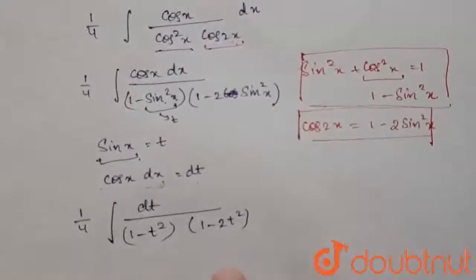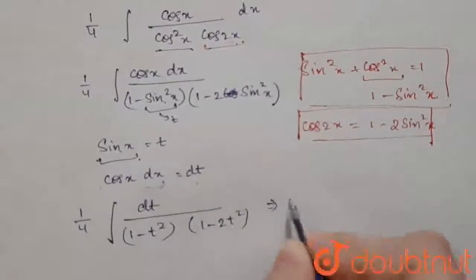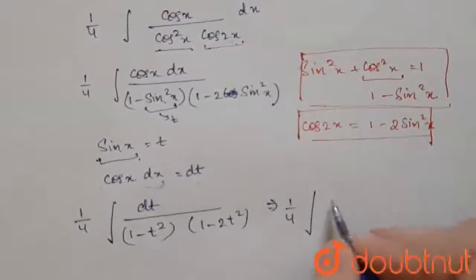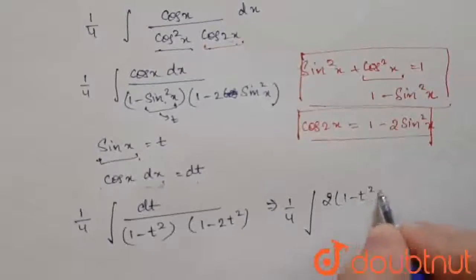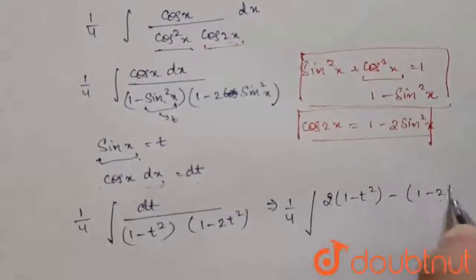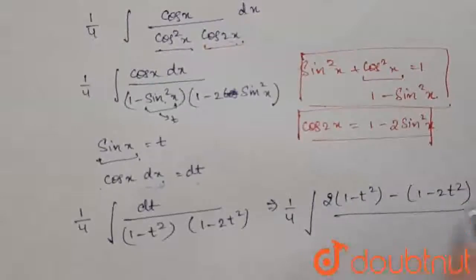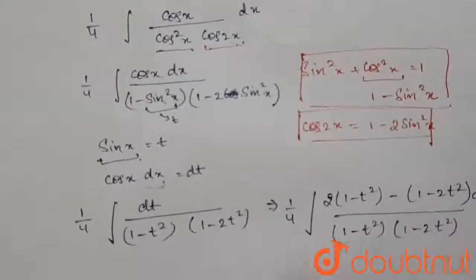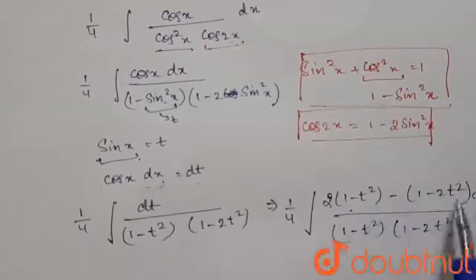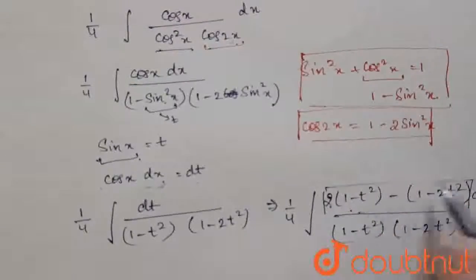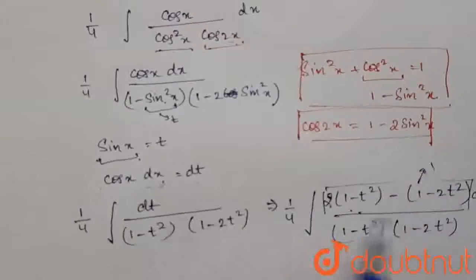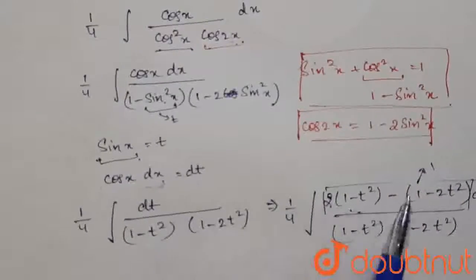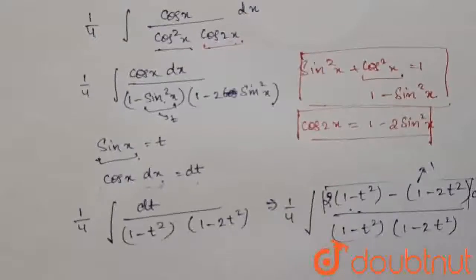So for solving this, we are going to use a trick here. What we will do, we will write it as 1 upon 4 times integration of 2 times of 1 minus t square minus 1 minus 2t square upon dt upon the denominator 1 minus t square multiplied by 1 minus 2t square. On solving this, we will get the value 1. This is having the value 1, so there is no change in this. This is same as this. So we can do this.